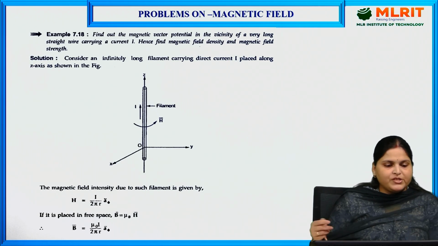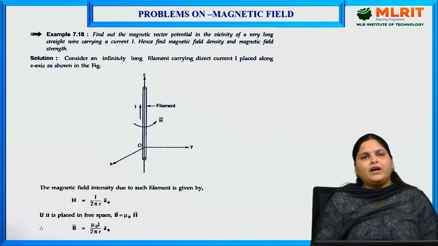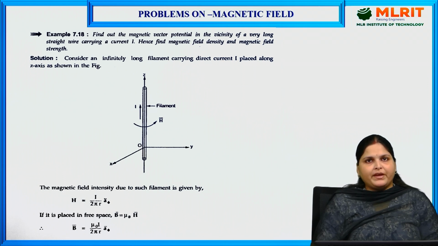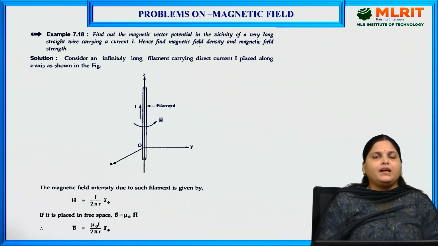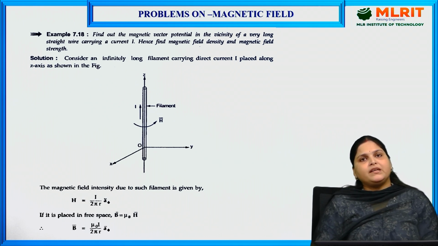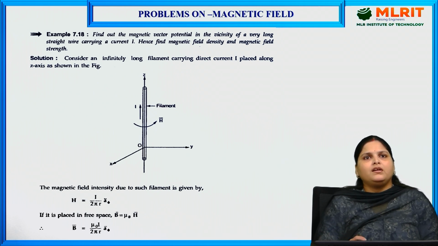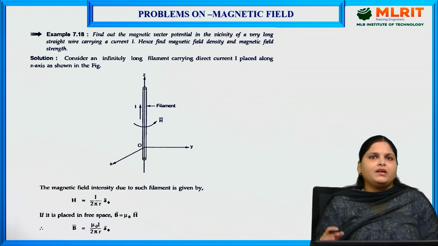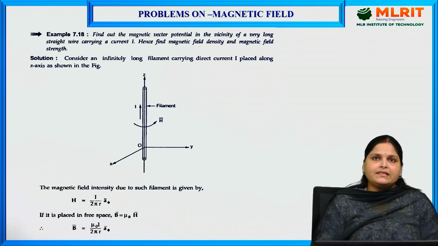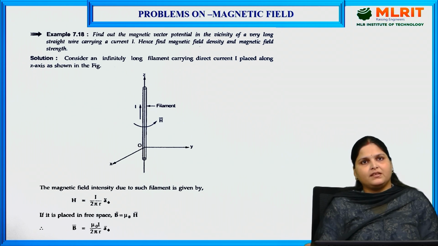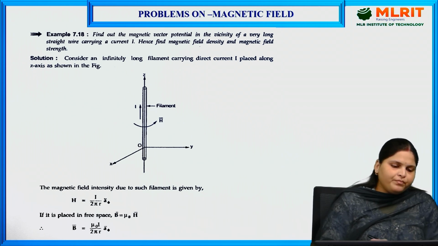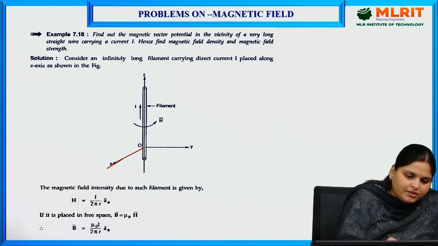Let's take another question. We have to find the magnetic vector potential in the vicinity of a very long straight wire which is carrying a current I. Then we have to find the magnetic flux density and magnetic field strength. First we have to find the vector magnetic potential, then calculate the flux density and then the field intensity, right? So this is the arrangement here.